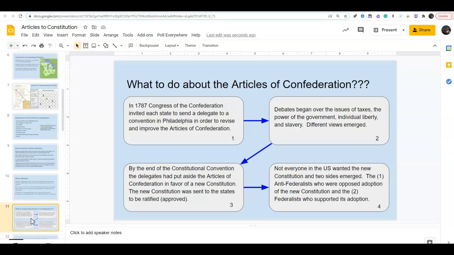So, what we're going to get into next is what the Constitution looked like, and who were the Federalists, who were the Anti-Federalists, and what were their main argument points.